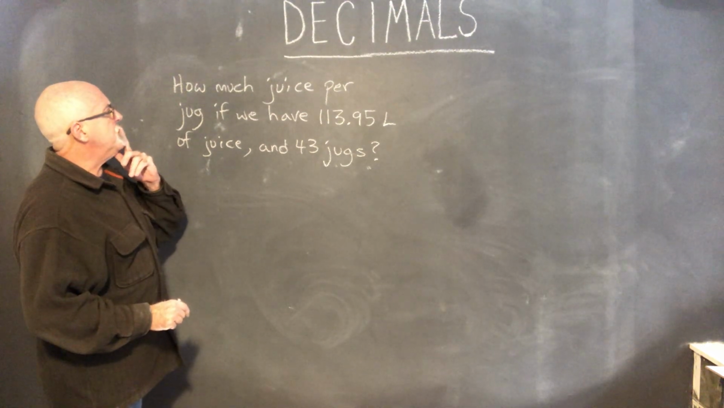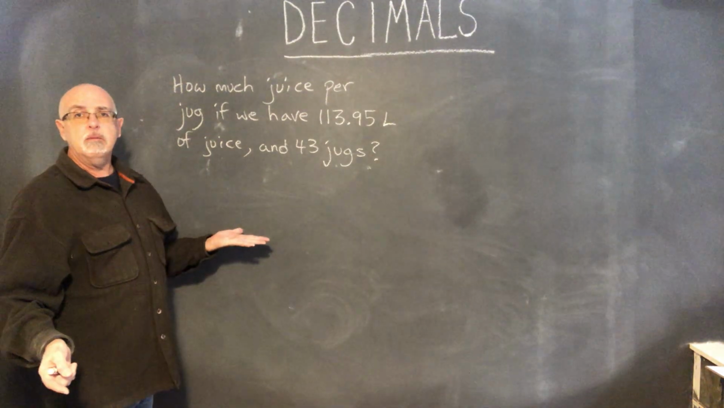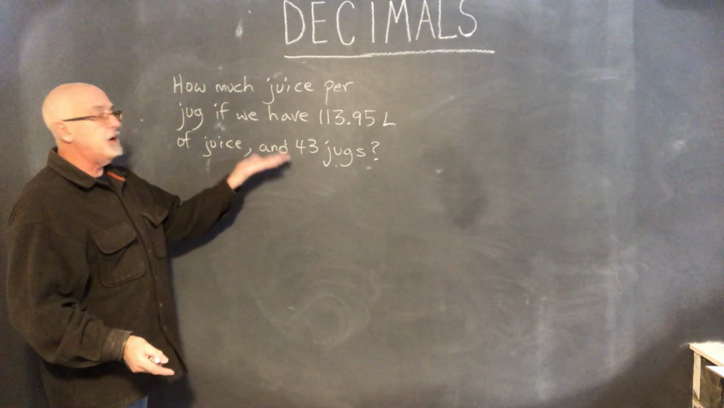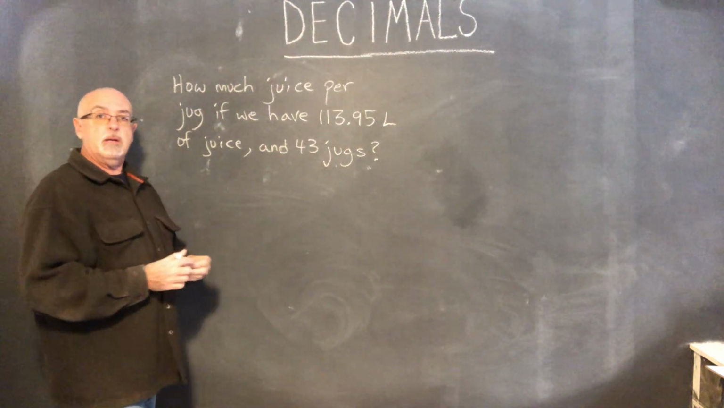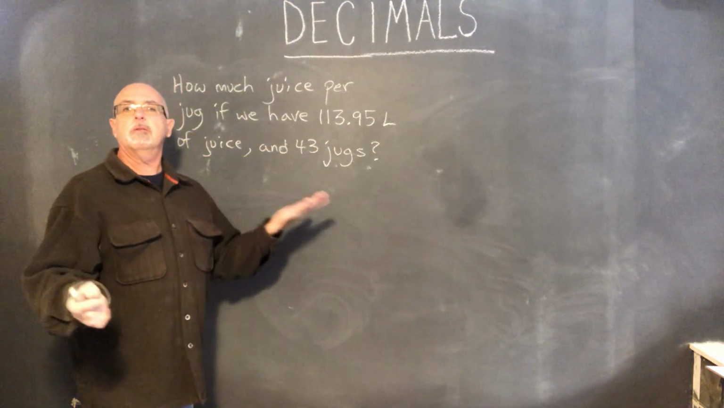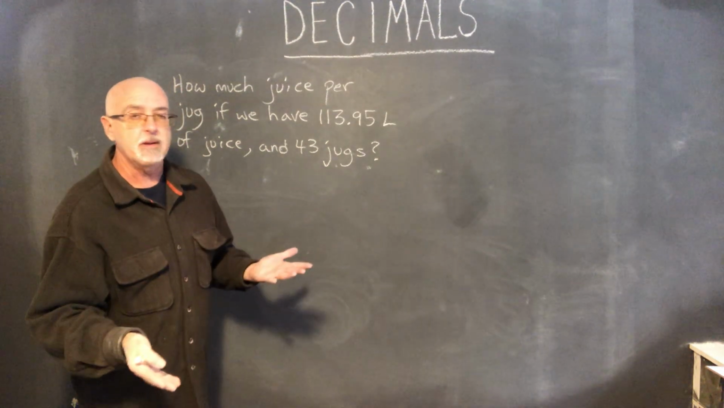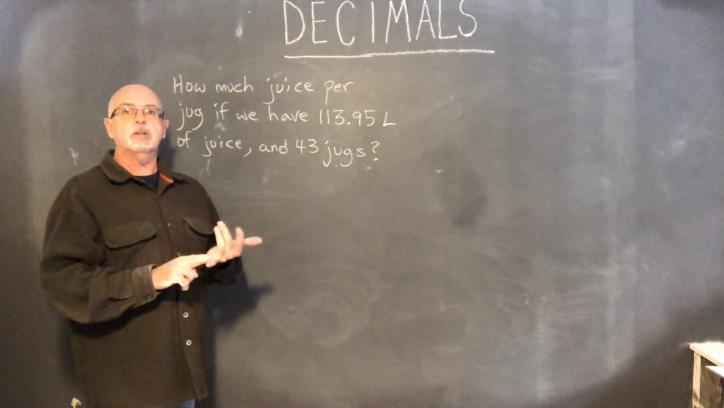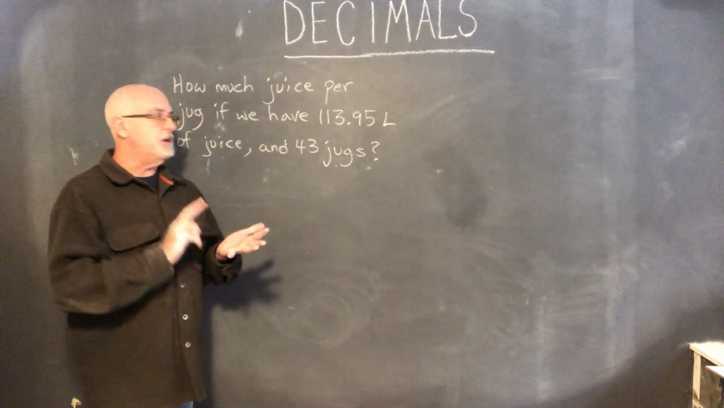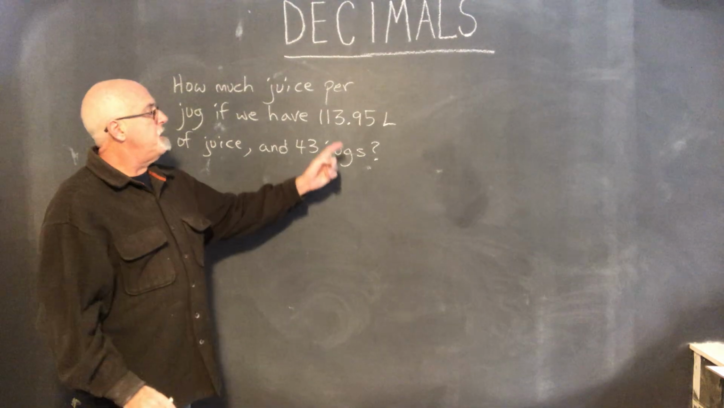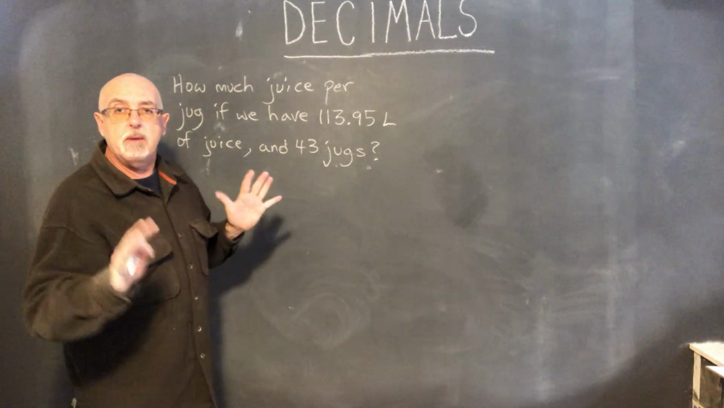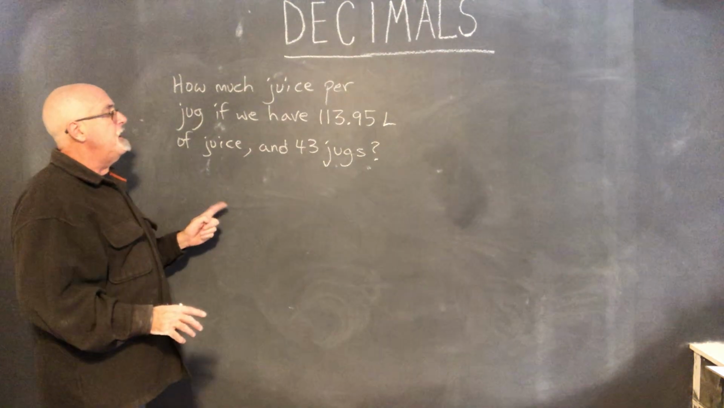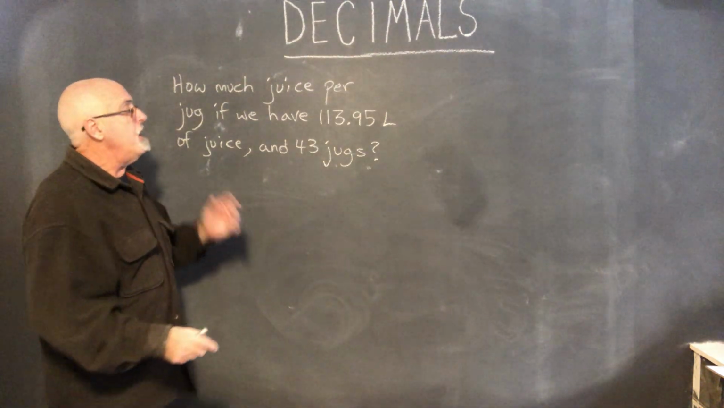Okay, how much juice per jug if we have 113.95 liters and 43 jugs? We're dividing again, and there's no money, but there's still decimals. And oh, we have switched over into the metric system. We were doing inches before because, of course, craft supplies like ribbon, very often you're going to find yourself using the standard system, the imperial system with inches. But sometimes you have the metric system. So we don't care. We're math students. We can handle the metric system. We can handle any system.